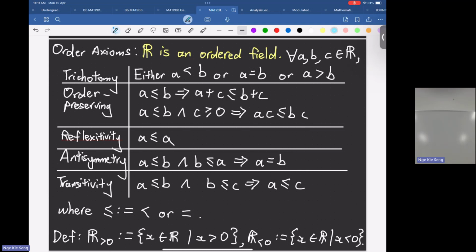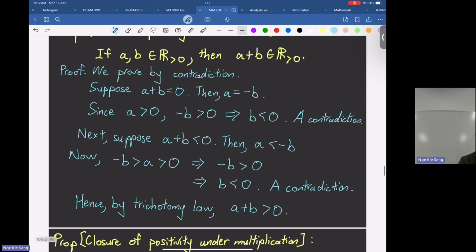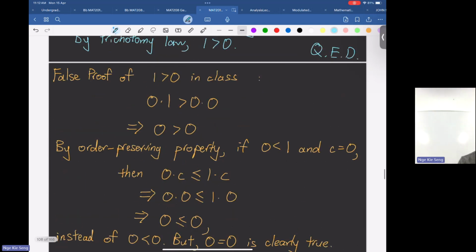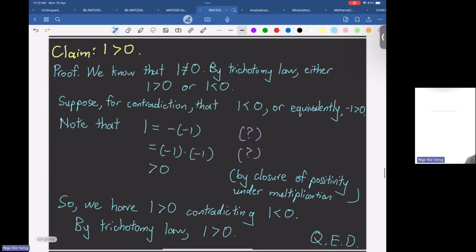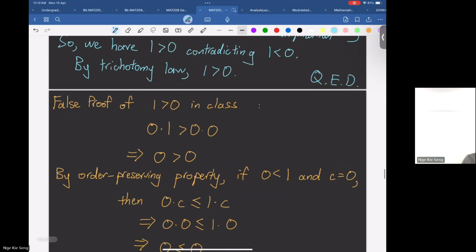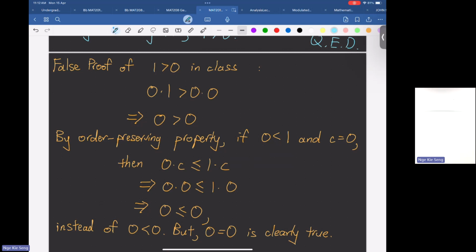But my claim is that no matter how you define this less than or equal to, the claim is 1 is greater than 0. This is where we stopped last time. And last time I presented a false proof to you. I said, let's assume 1 is less than 0. Then I can multiply 0 on both sides. And then I get 0 greater than 0, which is a contradiction because 0 equals 0. So this is a contradiction. Why? This is a false proof.